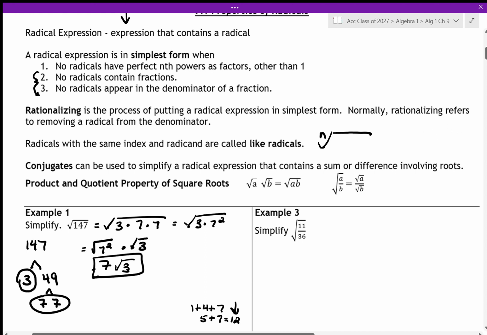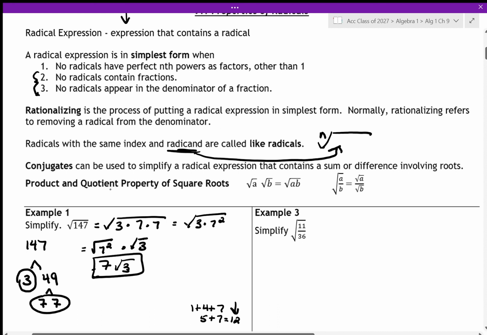There are other kinds of roots, like a cubed root or something like that. The radicand is the piece underneath it. So in example 1, the radicand was 147. Conjugates can be used to simplify a radical expression that contains a sum or difference involving roots, and we're going to do that later on.